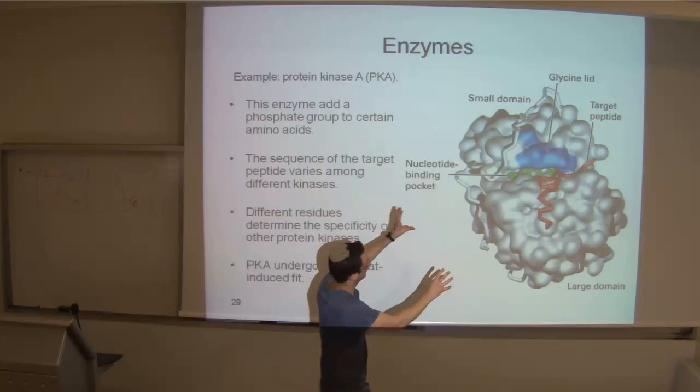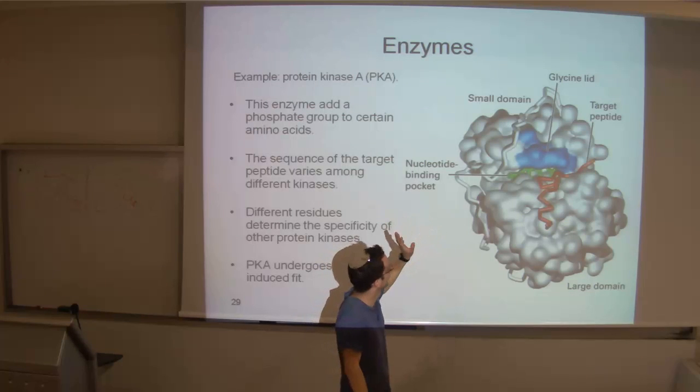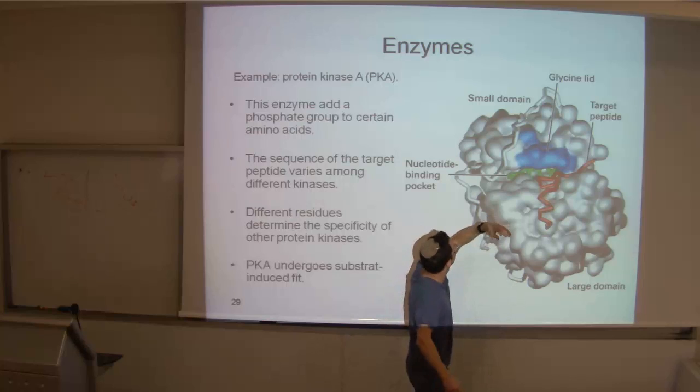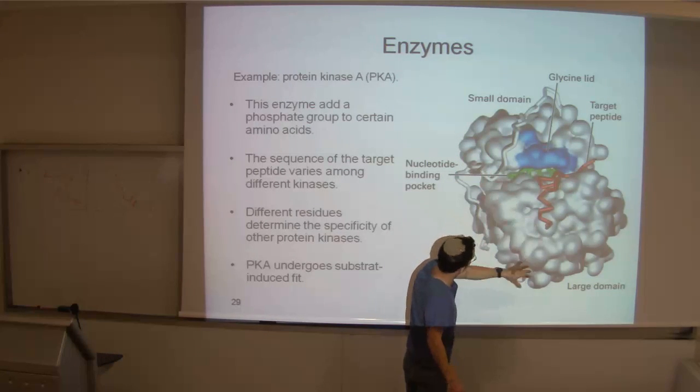Okay, so the gray spheres, or the water accessible surface model painted gray, is the PKA. It has two distinct domains. Again, just for using the terms that we defined, it has a small domain and a large domain.